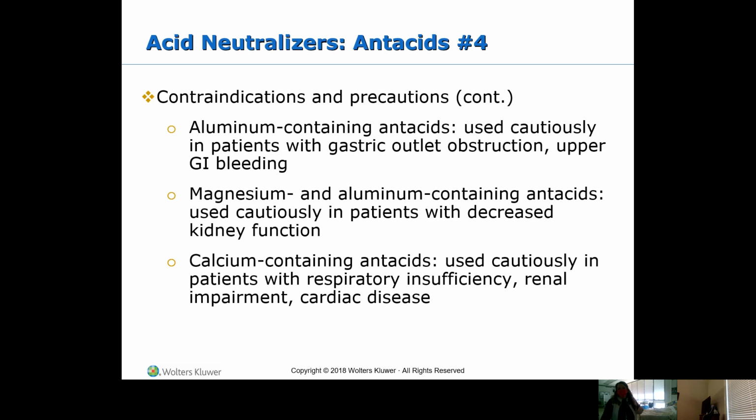All right. So we're going to use the magnesium and aluminum containing antacids very carefully in patients with kidney problems.